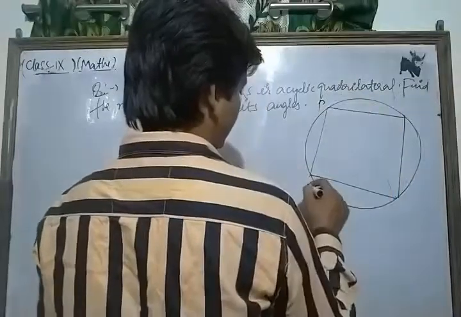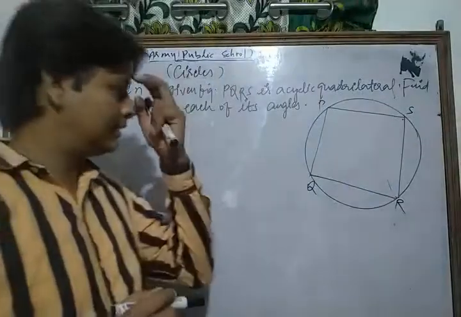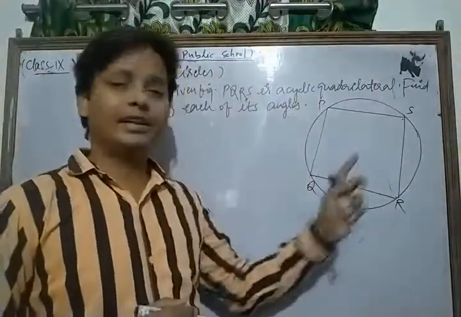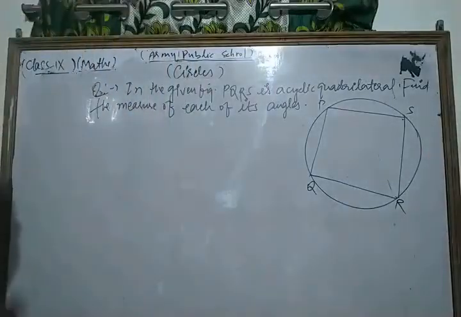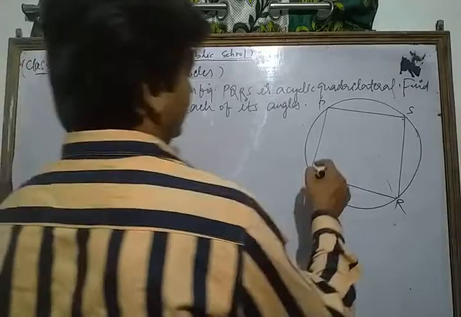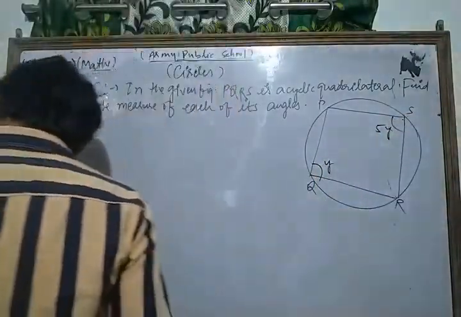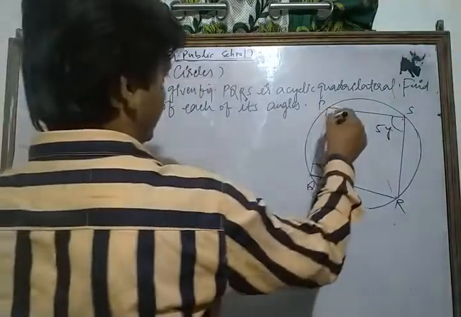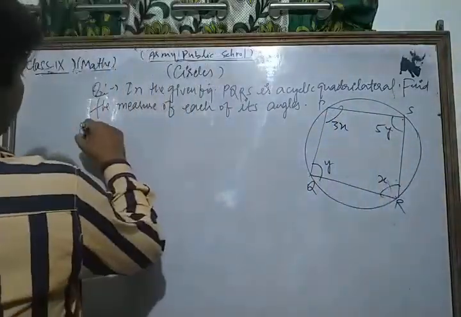Your figure is this: P, Q, R and S. These form a cyclic quadrilateral, in which, in the given figure, this is Y, this is 5Y, this is 3X and this is X. Now let's see its solution.